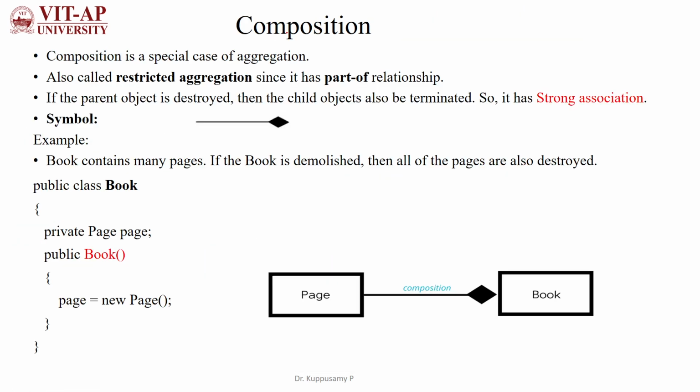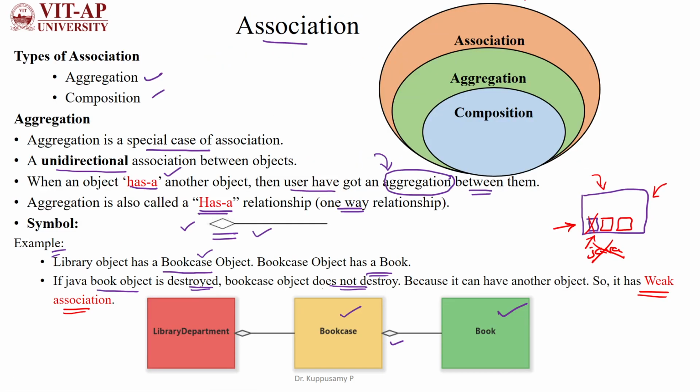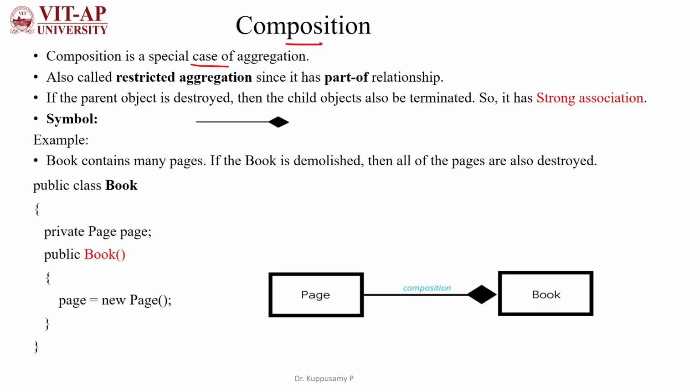And there is another term, composition. Composition is a special case of aggregation. You look here, association has two types, aggregation and composition. Aggregation is defined here by using the diamond symbol. Another one is composition, which is a special case of aggregation, called restricted aggregation, since it has a part-of relationship. It does not have the full relationship. If the parent object is destroyed, the child objects are also terminated. That is called strong association.